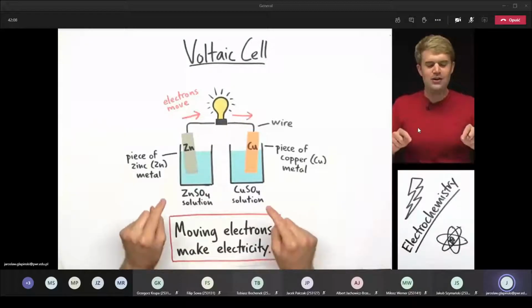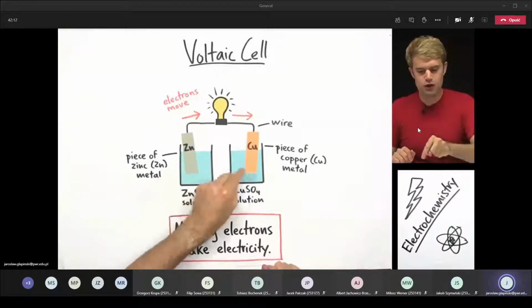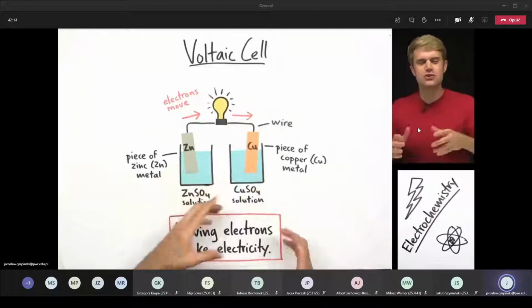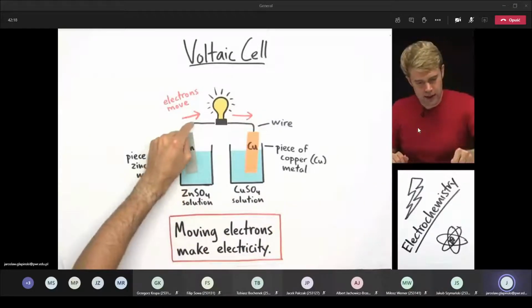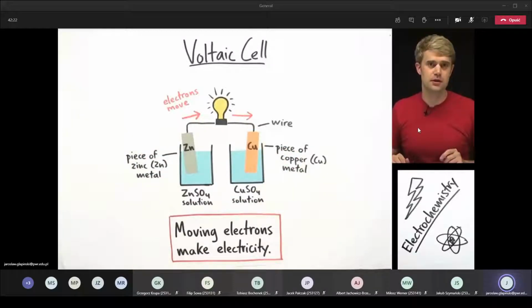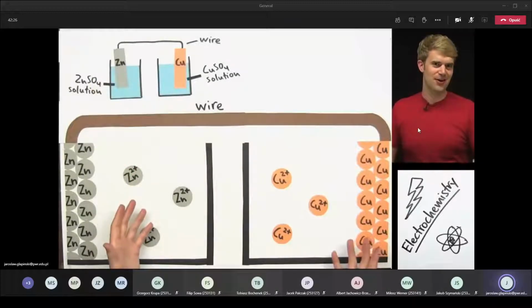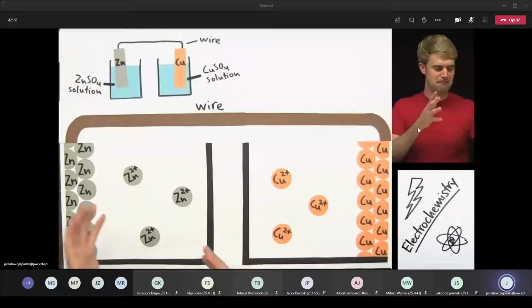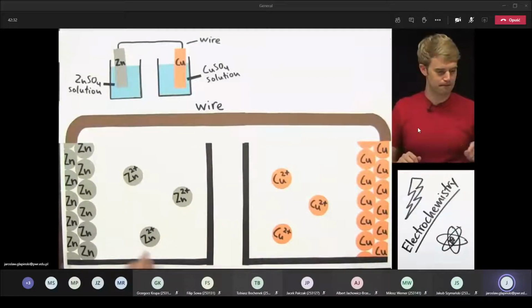Now, I want to zoom in so that we can see the atoms and electrons in the metal and in the solution and understand what's causing electrons to move along this wire and create electricity. Here's our magnification of the different parts of the voltaic cell. We can see some of the atoms in the metals and in the solution. So let me show you what's what.